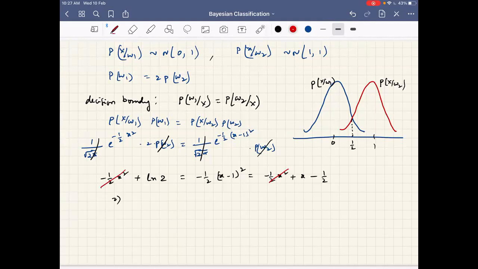Okay, cancel out, and x equal to half plus ln of 2. Is this answer correct? Yes. Yes, sir. This is the decision boundary.